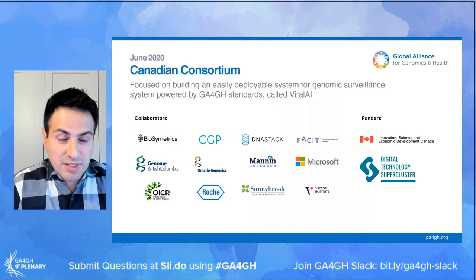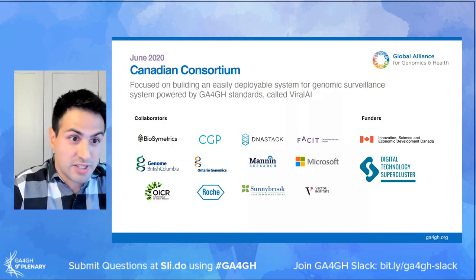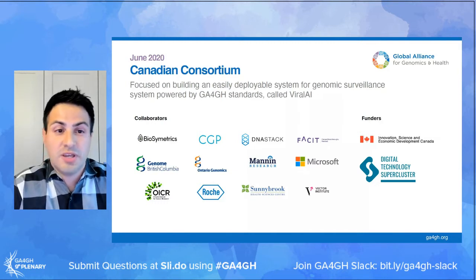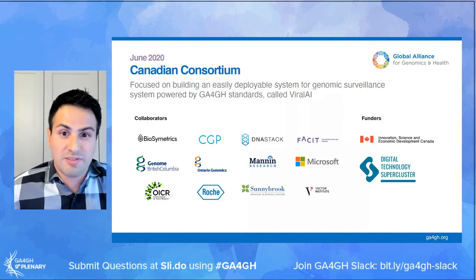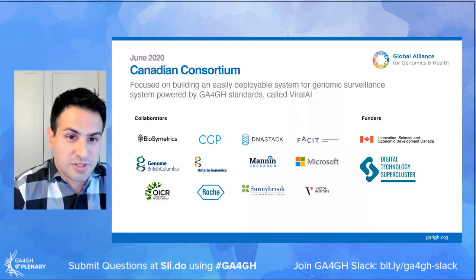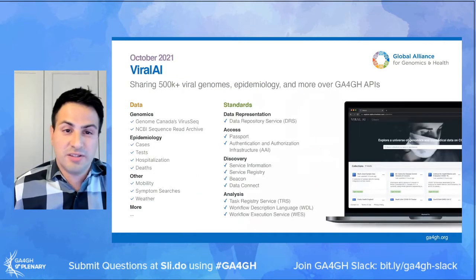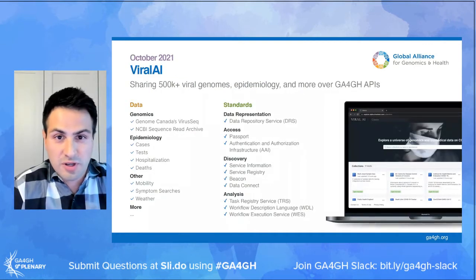There was immediate interest in collaboration from infectious disease researchers, from policymakers and government and cloud providers and others. And within a couple months, we formed a government-funded consortium around a common purpose to develop a system for genomic variant surveillance that was powered by GA4GH standards. Next slide.